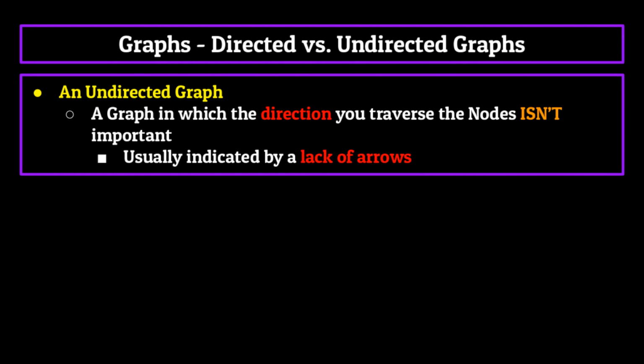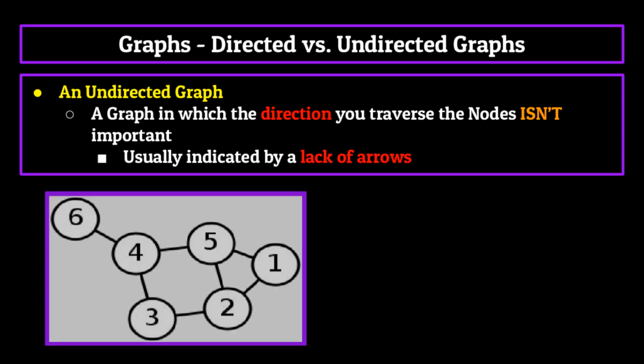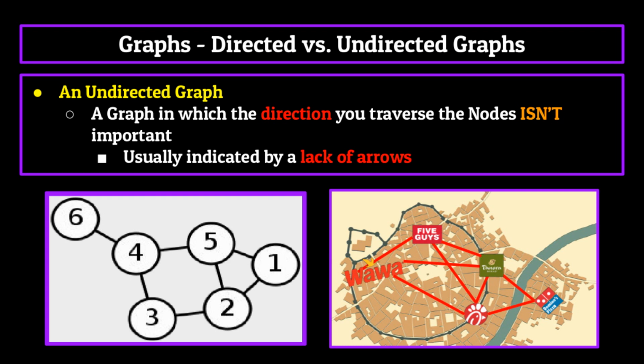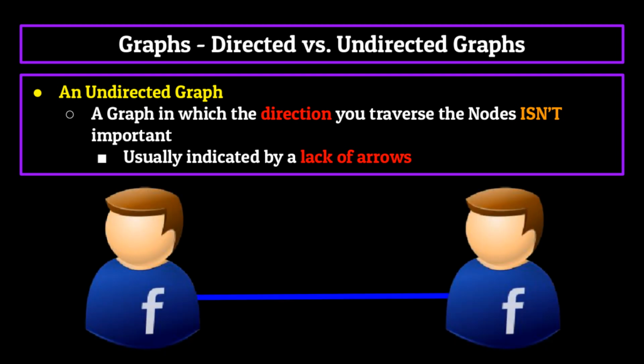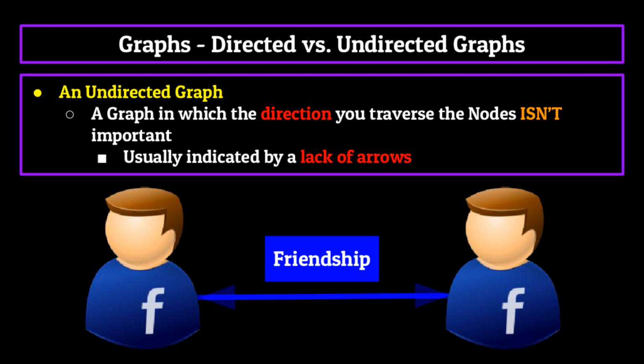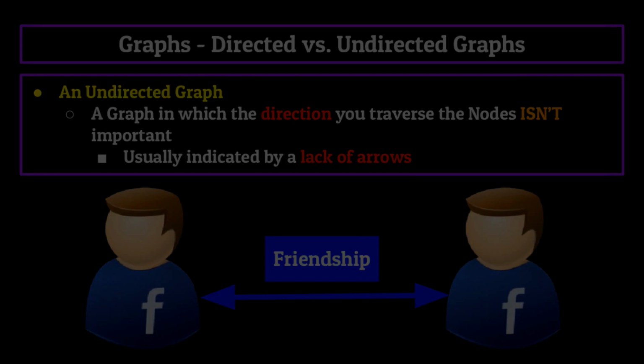An undirected graph is one in which the direction you traverse the nodes isn't important. This is most prominently indicated by a lack of arrows pointing to specific nodes. Such was the case with our first example graph, or even the food example from the beginning of the episode. We can hop between nodes or even go back and forth between them without problem. A good way to visualize undirected graphs is like a network of friends on Facebook, where each edge indicates a friendship, if you will. Because when somebody accepts to be your friend on Facebook, you are both added to each other's friends list, the friendship goes both ways and direction is unimportant.